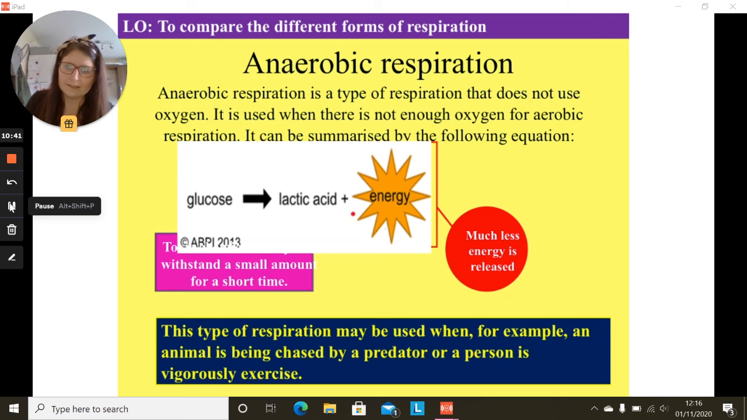We also release energy, but it's a lot less energy than what we would release through aerobic respiration. This type of respiration is used, for example, when an animal is being chased by a predator or a person is exercising, which we have said. So we have glucose, it's incompletely broken down to lactic acid, which is our cramp. We all experience that at some point in our lives. And we do produce energy, but it's a lot less energy than in aerobic respiration.